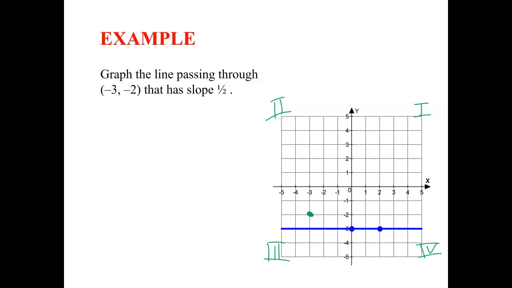And I have a slope of 1/2. So how do I get to the next point using that slope? Up 1, right 2. Rise over run. I'll rise 1 and run 2. So up 1 over 2, up 1 over 2, up 1 over 2. And I can continue that pattern forever to get my line.